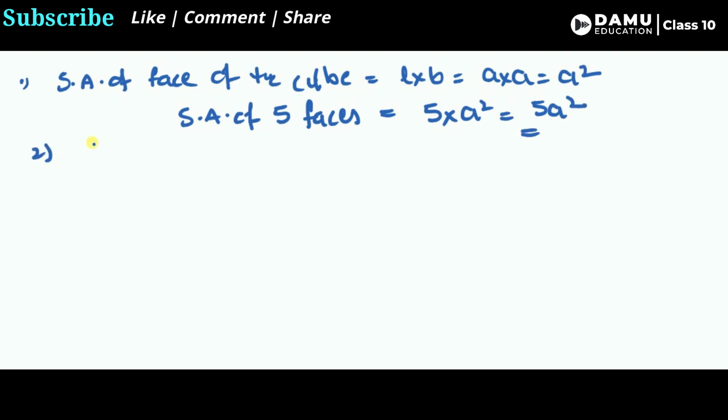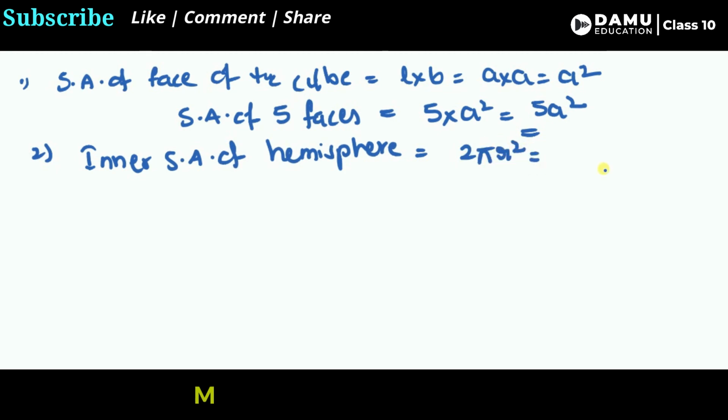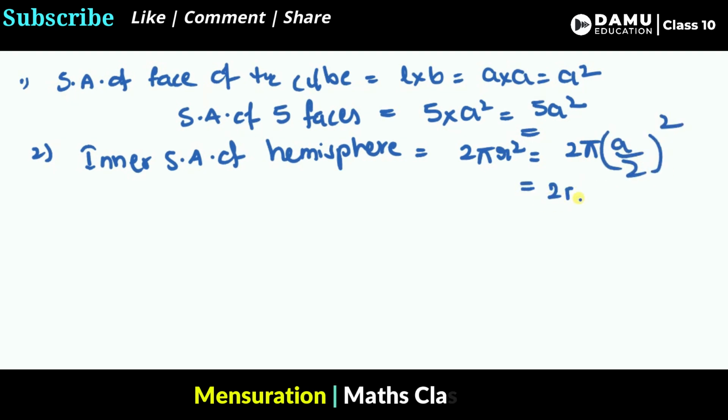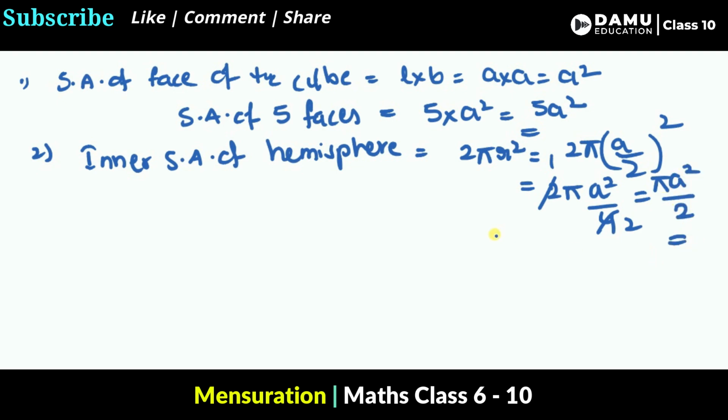What is the next one? Inner surface area of the hemisphere will be equal to 2 pi r square. That will be equal to 2 into pi into r square, where r is a by 2 whole square. We get 2 pi a square by 4. 2 ones are 2, then 2 twos are 4, that will be equal to pi a square by 2. So this is the value we got.